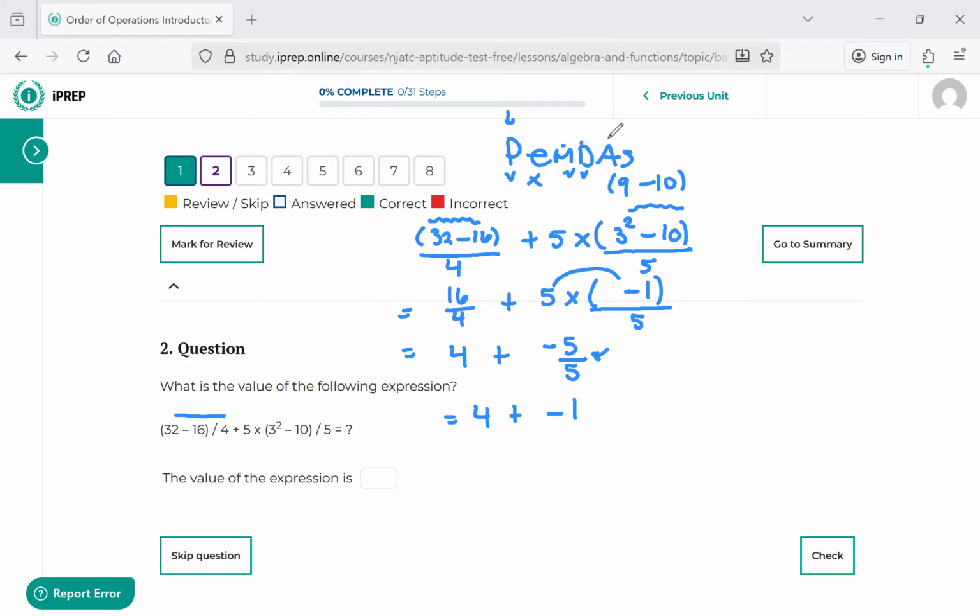Do we have addition and subtraction? Yeah, we have both, right? Well, actually, it's just really subtraction because 4 plus negative 1 is the same thing as 4 minus 1. So what's 4 plus negative 1, or really 4 minus 1? Positive 3. And that's my final answer. So yeah, it's very easy to lose track. Just rewrite the slanted line, and then write out PEMDAS if it helps.